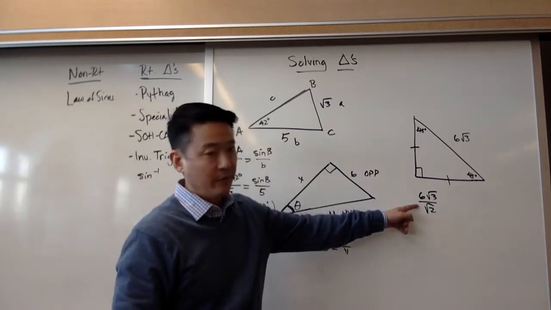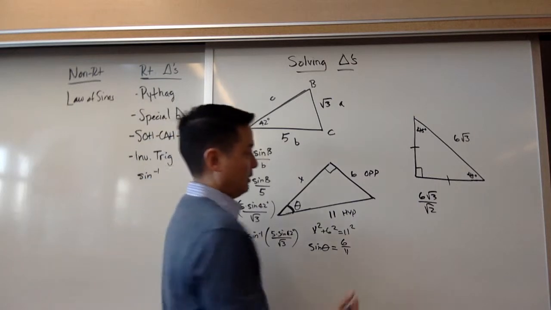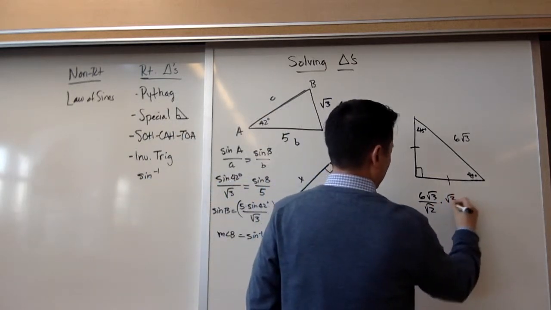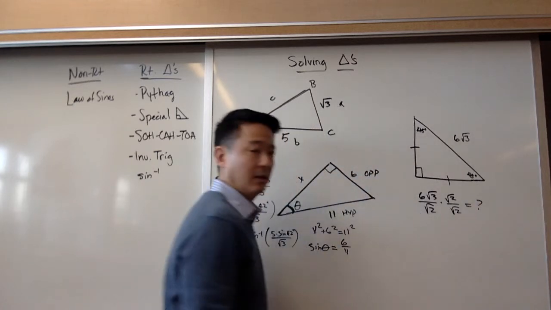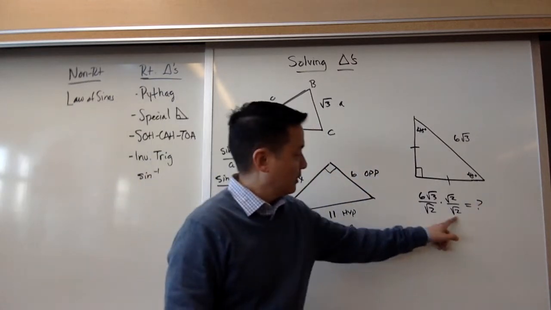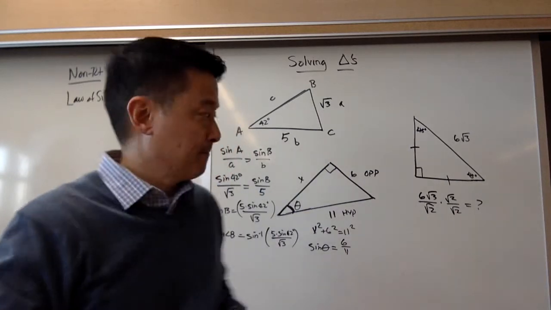And then how do we simplify this expression? Remember, we can't have a radical in the denominator, so we multiply by root 2 over root 2. And you can do the rest of that on your own, and make sure you simplify, and have fun.